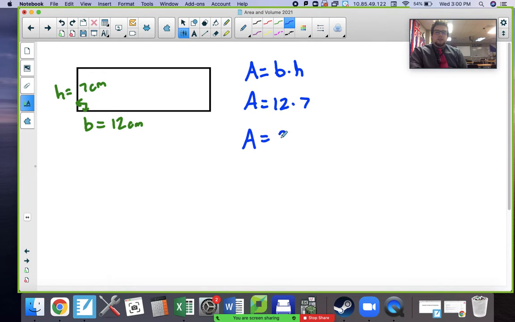12 times 7 gives us 84. We want to include our units, so that's centimeters. But whenever we're talking about area, it's not just centimeters, because centimeters is a distance. We want area, so we say centimeters squared.